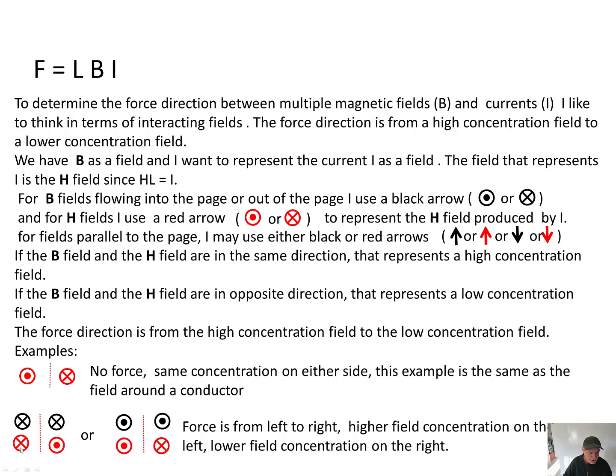Here in this example, you have an H field going into the page as well as a B field going into the page, and you have an H field coming out of the page here, and you have a B field going into the page, or you have an H field coming out of the page, a B field coming out of the page, and a B field also coming out of the page on the other side, and an H field going into the page. In this case, the force is from left to right, higher concentration on the left and lower field concentration on the right. It doesn't care about the direction, all it cares about is the concentration, both are in the same direction.